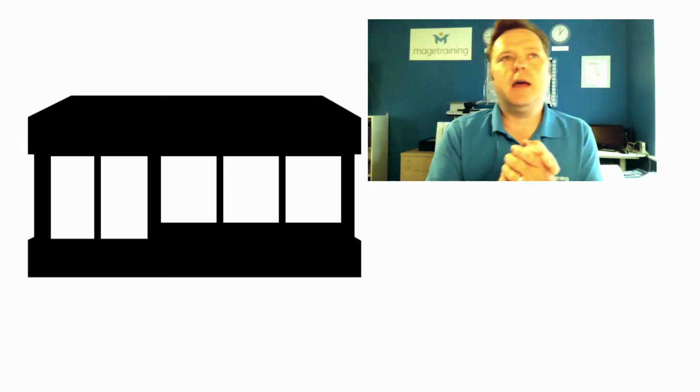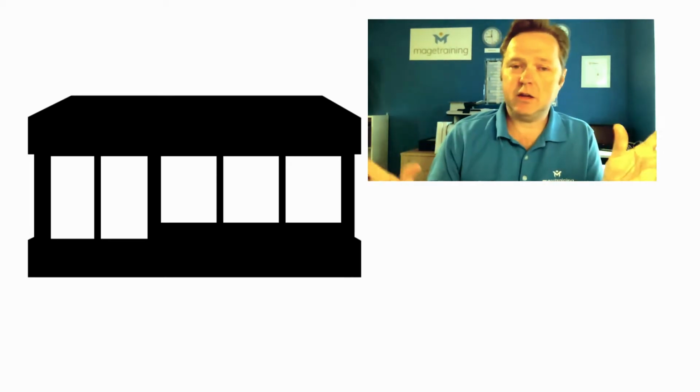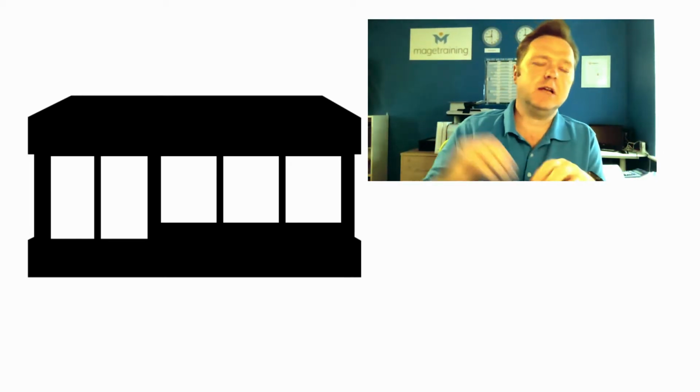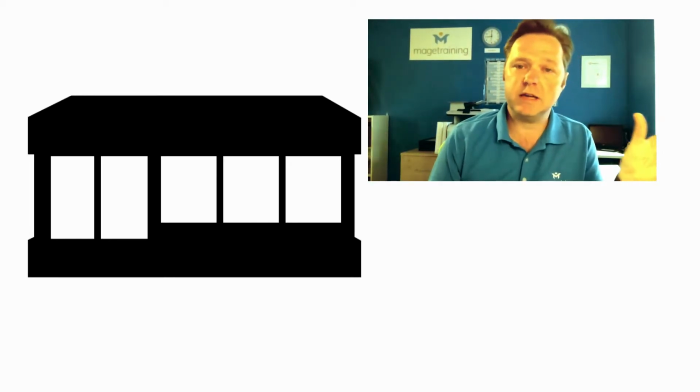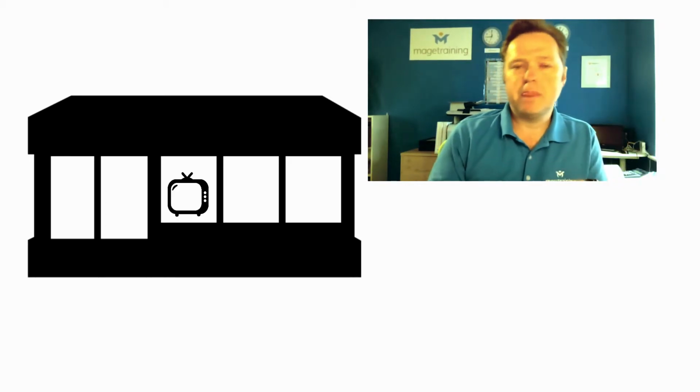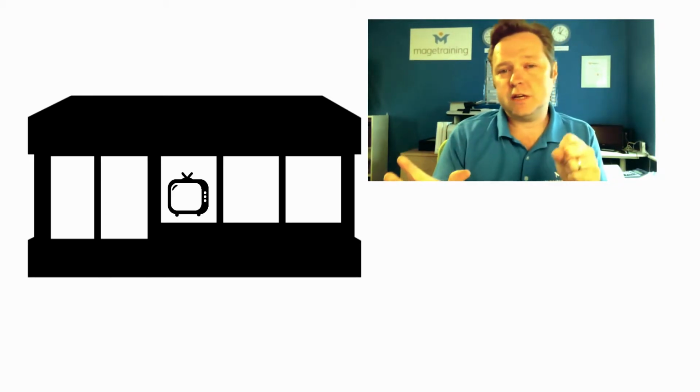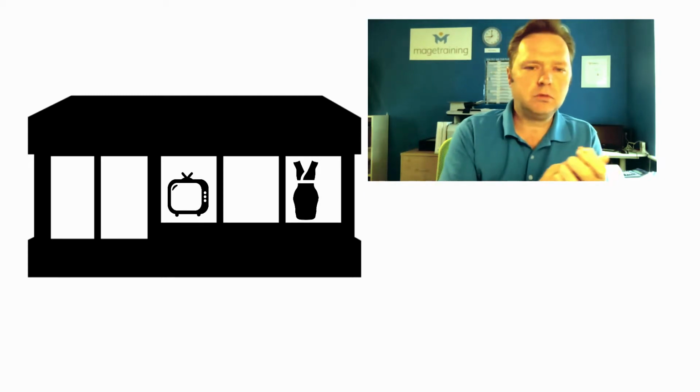So let's start off by looking at what attributes and attribute sets are. I want you to imagine a department store, and a department store can have many different departments selling a huge range of products. So let's imagine a department store that on the one hand sells TVs, and on the other hand also sells clothes. Okay, so let's say it's ladies' clothes.